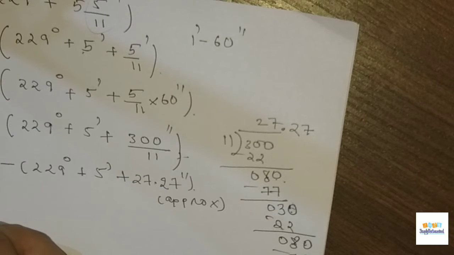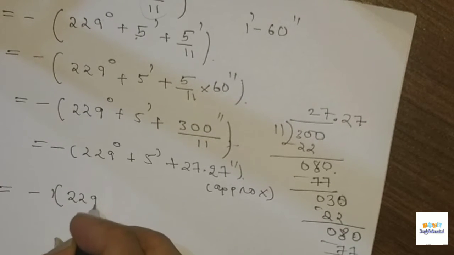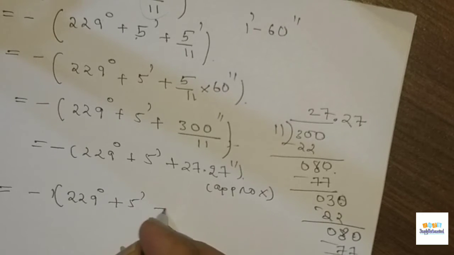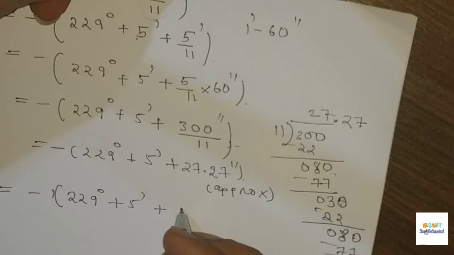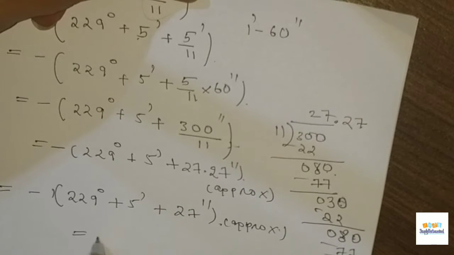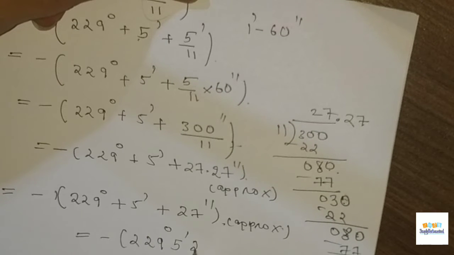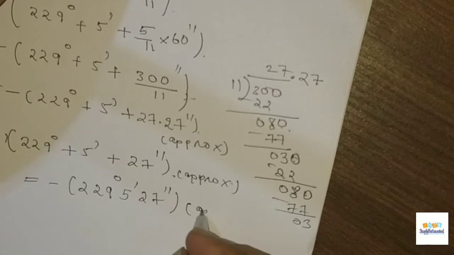Now what is this? This is equal to minus 229 degree plus 5 minutes plus, this we can just write by rounding it up to 27 seconds. Now this is also approximate, so what we will get is minus 229 degree 5 minutes 27 seconds. This is the answer, which is the approximate answer.